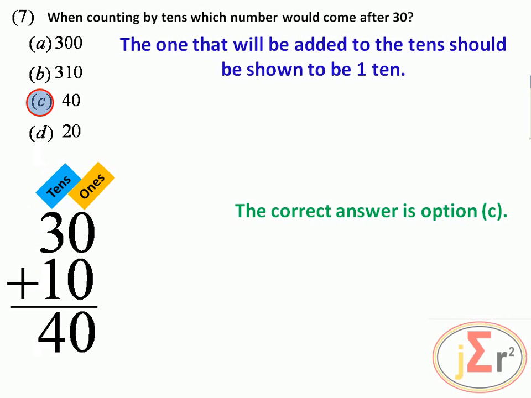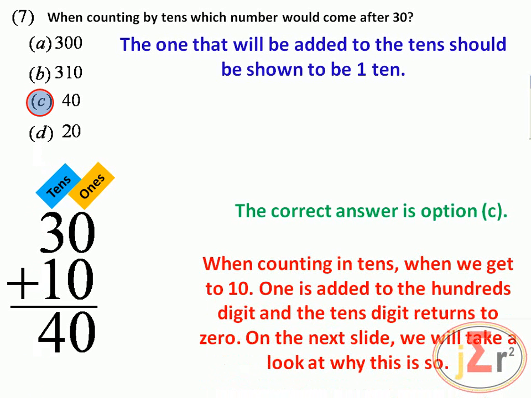Option C. When counting in tens, when we get to 10, 1 is added to the hundreds digit and the tens digit returns to 0. On the next slide, we will take a look at why this is so.